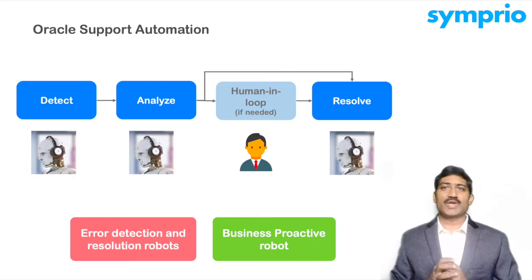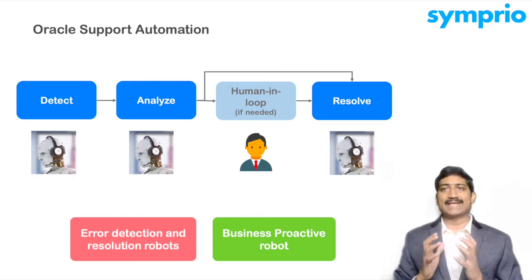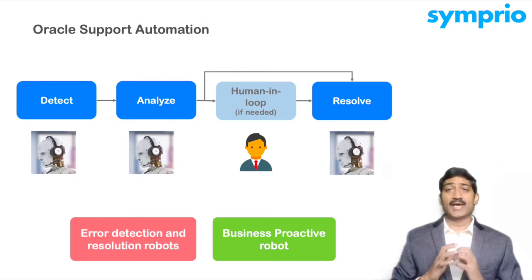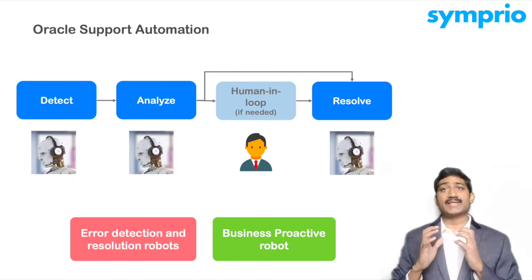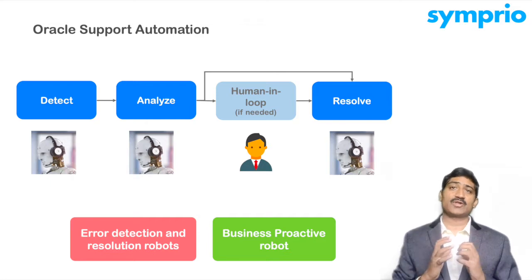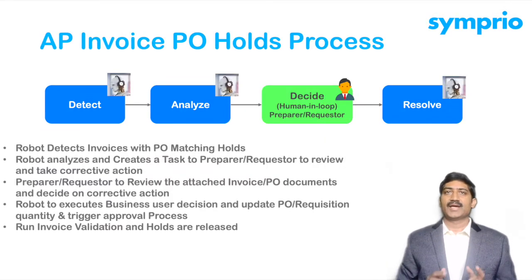Today, I'll walk you through a demo on how a robot can detect holds on the invoices in the Oracle Payables module and trigger a human-in-loop process to resolve the holds. In this demo, we are going to demonstrate how a robot detects AP invoice holds and works with relevant business users to get their inputs, resolve the holds and validate the invoice in Payables.